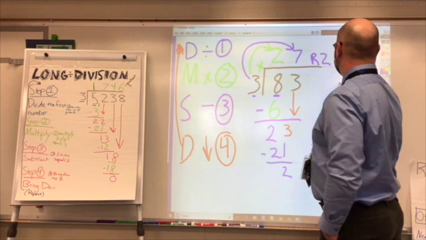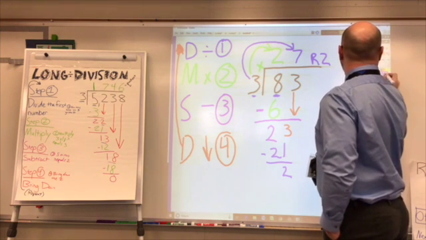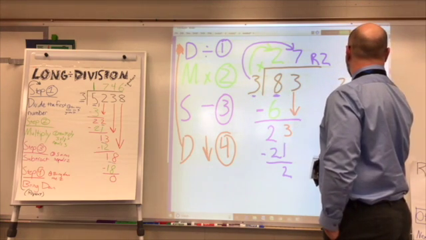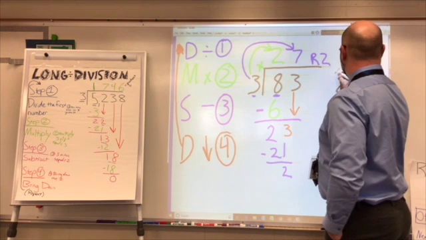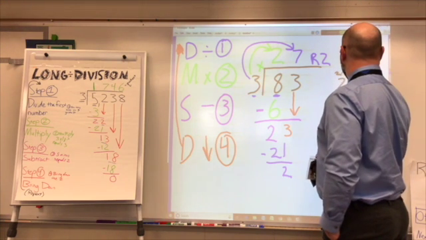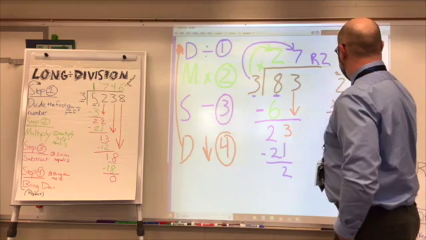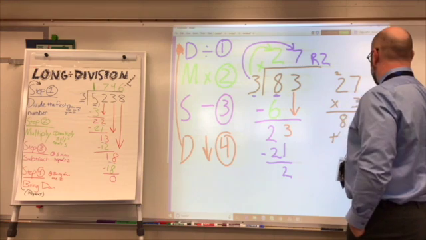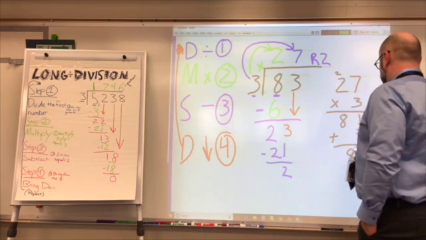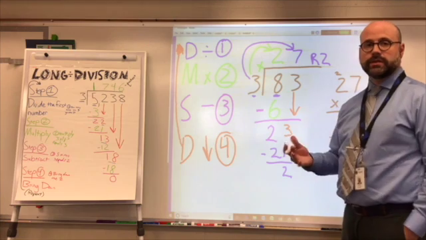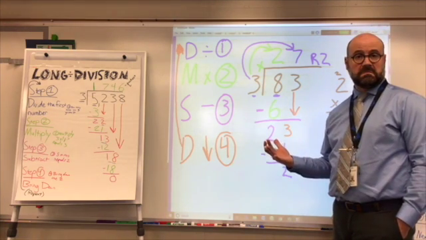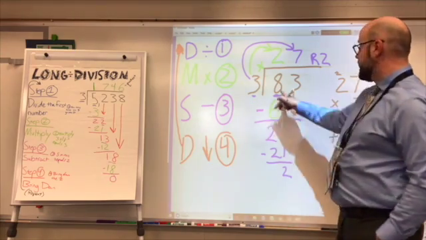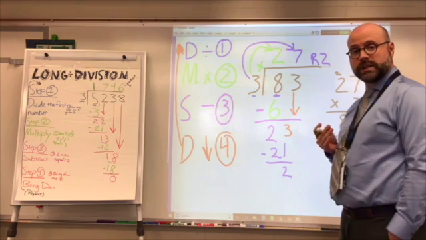So you take your quotient, 27, times the divisor, 3. 3 times 7 is 21, carry the 2. 3 times 2 is 6, plus 2 is 8. You multiply the divisor by the quotient, then you add the remainder, and you can get the right answer. You check and make sure you get the right answer. Bam, 83. If that number and that number match, then you have done your work correctly.